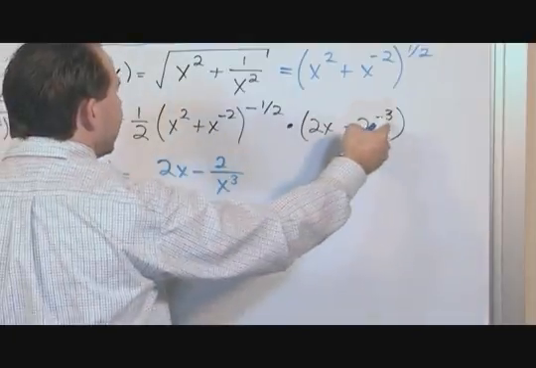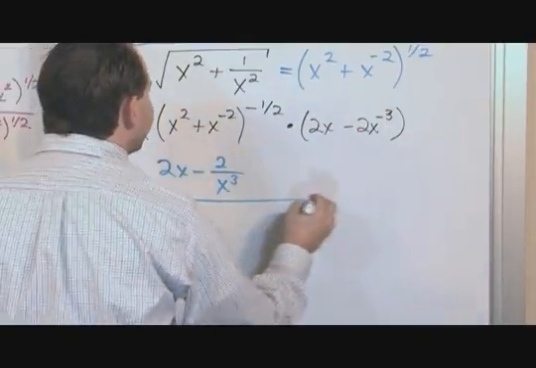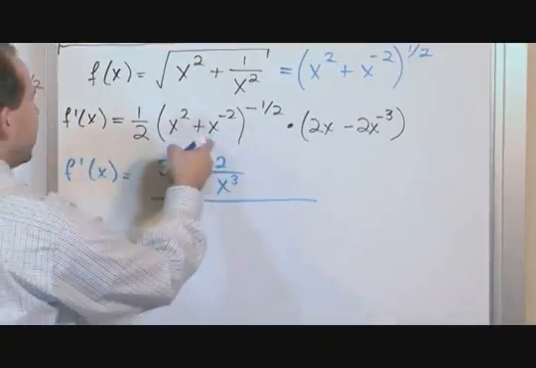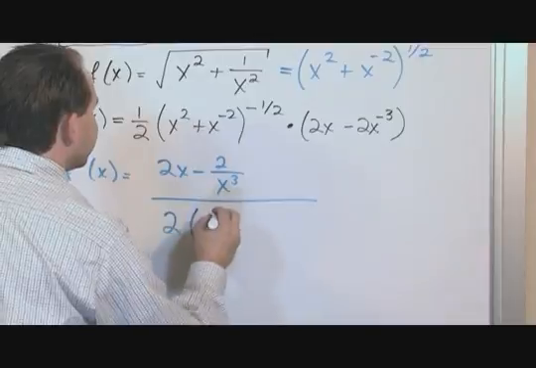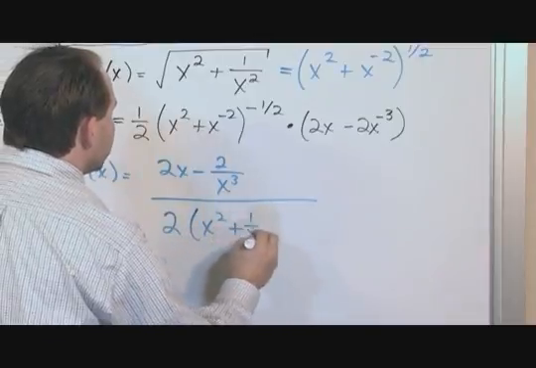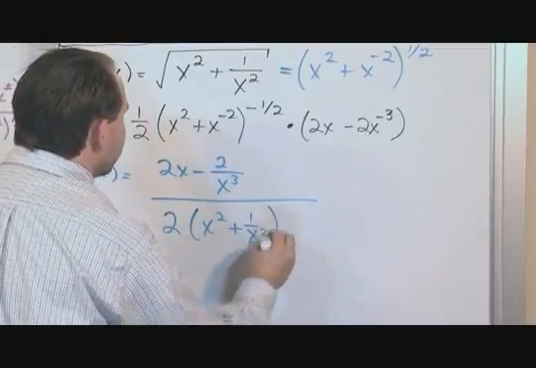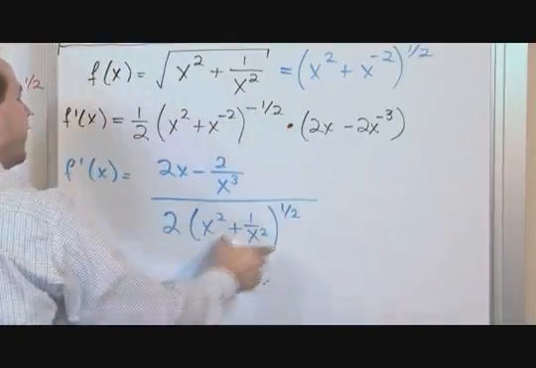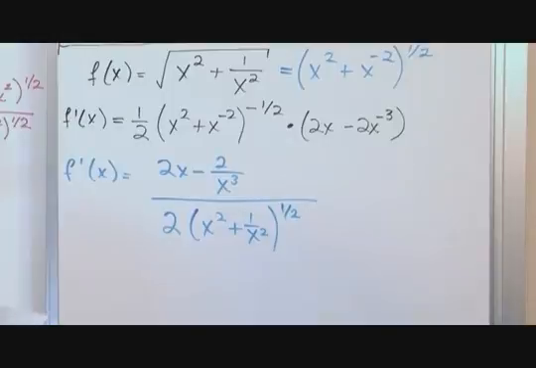I could leave it as an exponent like this, but I'm just trying to get it back into a form that the book gave us. This 2 is coming to the bottom because it's a fraction. This guy is x squared plus 1 over x squared, and this is going to be to the 1/2 power. So we're taking this guy, making it positive by bringing him to the bottom, right?